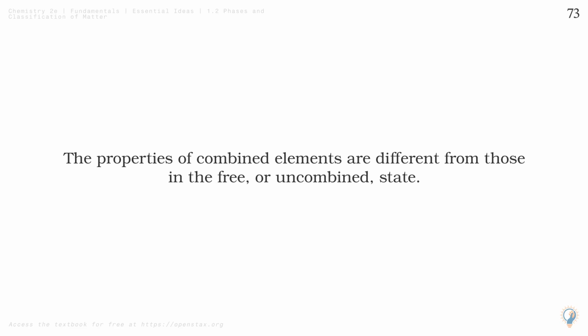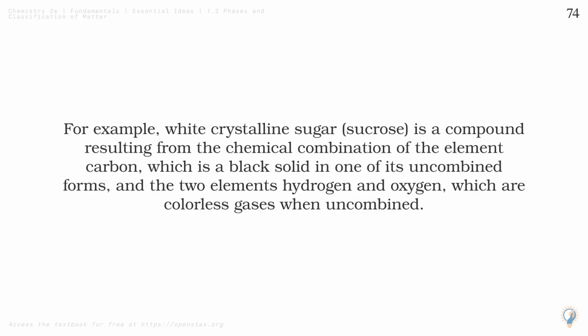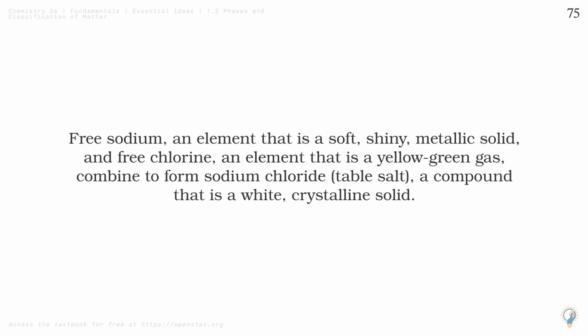The properties of combined elements are different from those in the free or uncombined state. For example, white crystalline sugar, sucrose, is a compound resulting from the chemical combination of the element carbon, which is a black solid in one of its uncombined forms, and the two elements hydrogen and oxygen, which are colorless gases when uncombined. Free sodium, an element that is a soft, shiny, metallic solid, and free chlorine, an element that is a yellow-green gas, combine to form sodium chloride, table salt, a compound that is a white, crystalline solid.